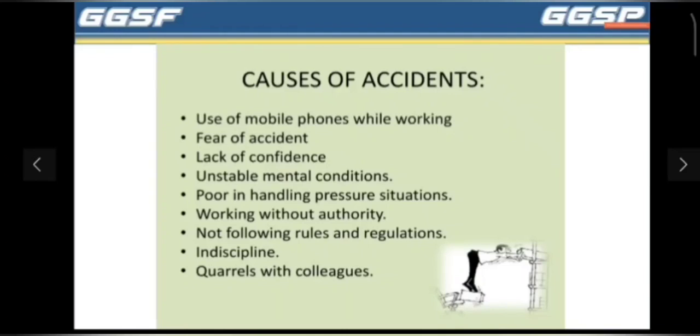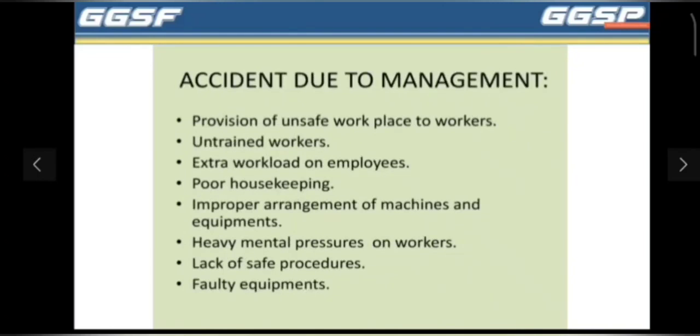Causes of accident: use of mobile phone while working, fear of accident, lack of confidence, unstable mental condition, poor handling of pressure situations, working without authority, not following rules and regulations, indiscipline, quarrels with colleagues.